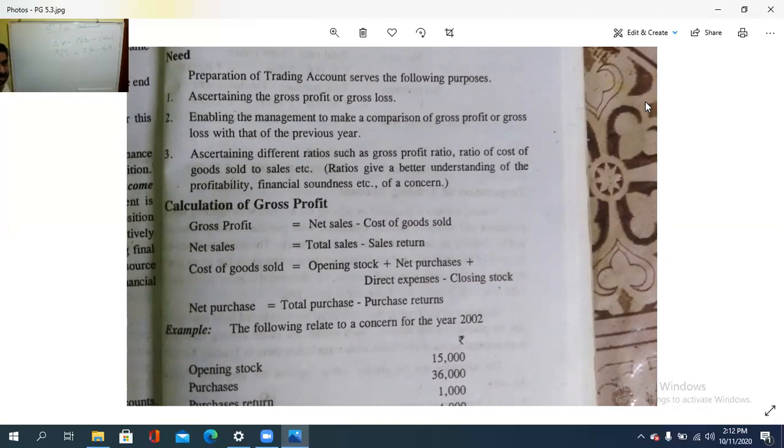Net sales. Then COGS, cost of goods sold, is opening stock plus purchases plus direct expenses minus closing stock.